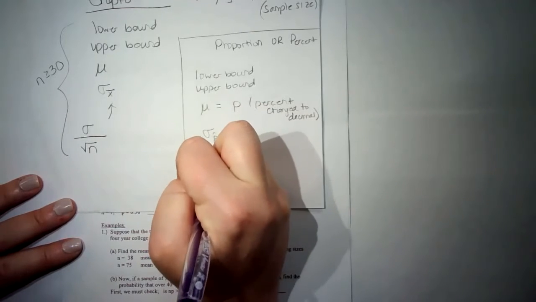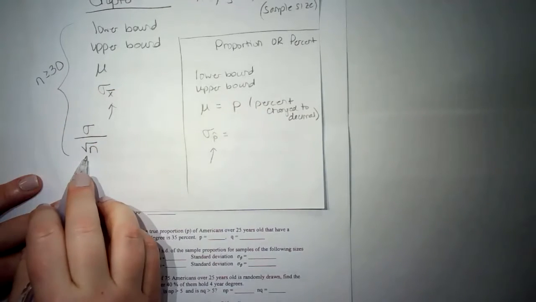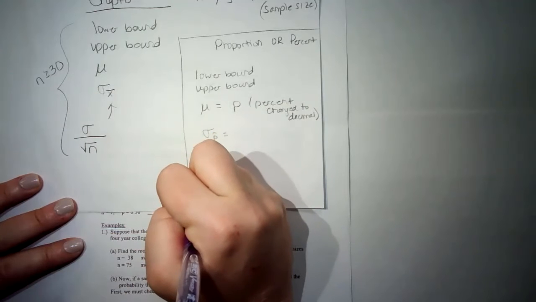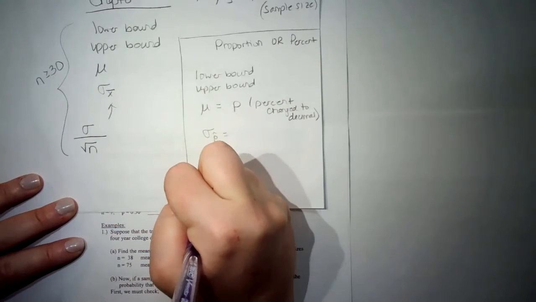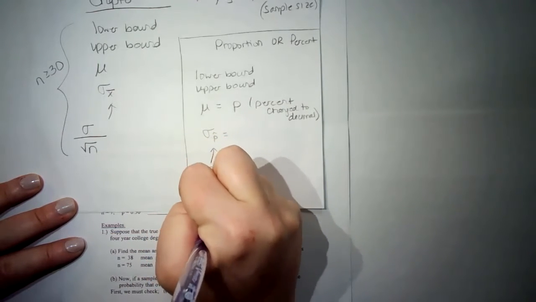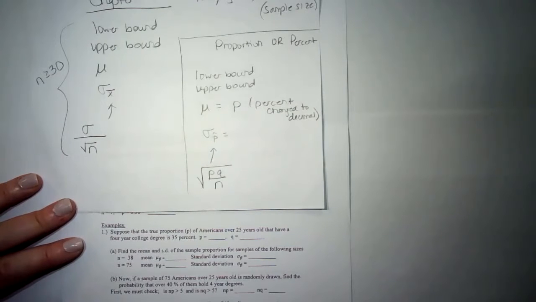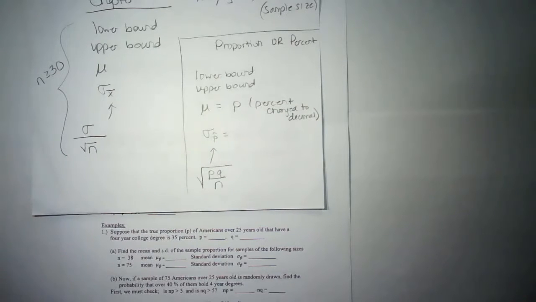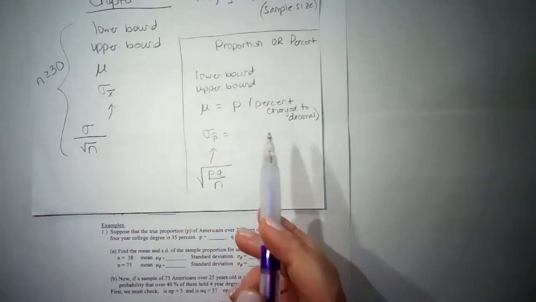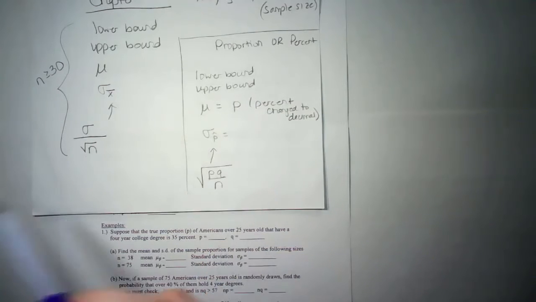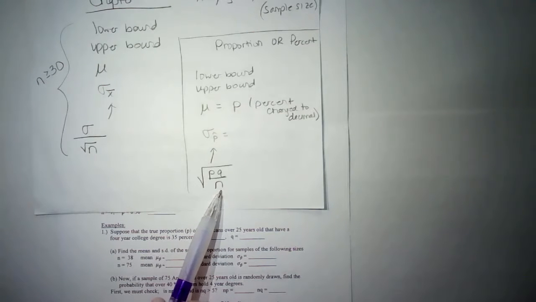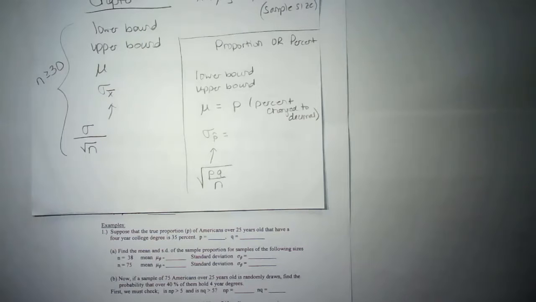Okay, so to find this guy, remember this guy was sigma over square root of n. This guy is going to be square root of p times q over n. That's what we're going to put in for him. Other than that, it's the same. Okay, so we know our P. Anybody remember how to find Q? He's 1 minus P. Remember him? And then the N. And we put it in. That's it. That's all we're going to cover now. Is that we're now going to talk about proportions or percents, same thing.